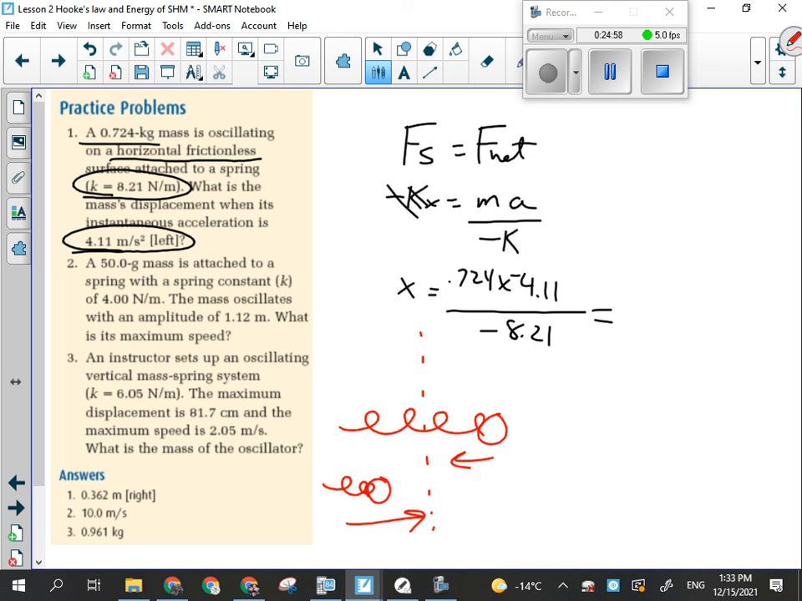Okay, let's look at number 2. Number 2 is a law of conservation of energy question. All right, so let's have you guys copy that one down, and then we'll walk through it together here in just a second.